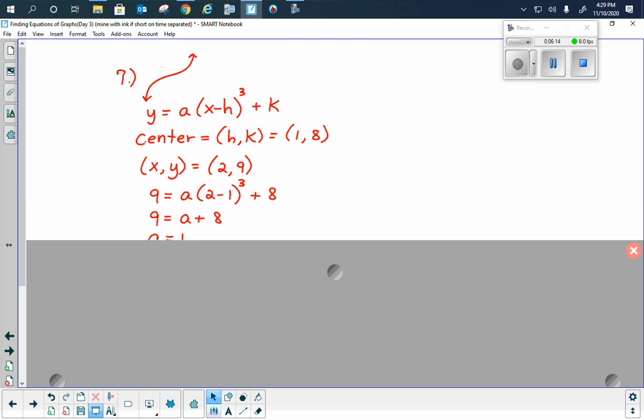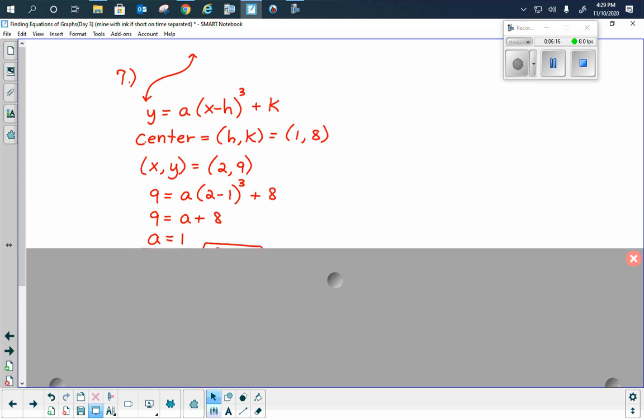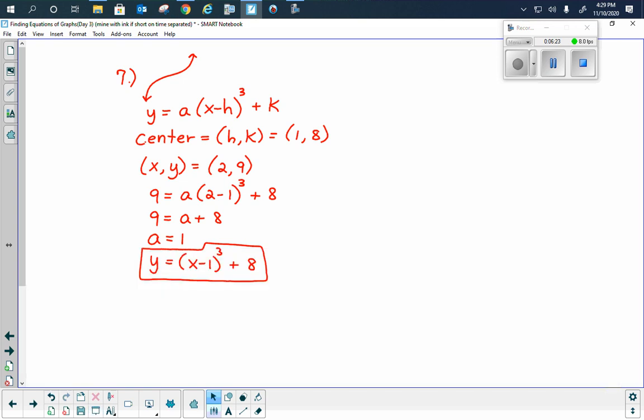And we should get A equals 1. Use the A, the H, and the K to go back and make your final answer. Y equals x minus 1 quantity cubed plus 8. Okay, number 9.